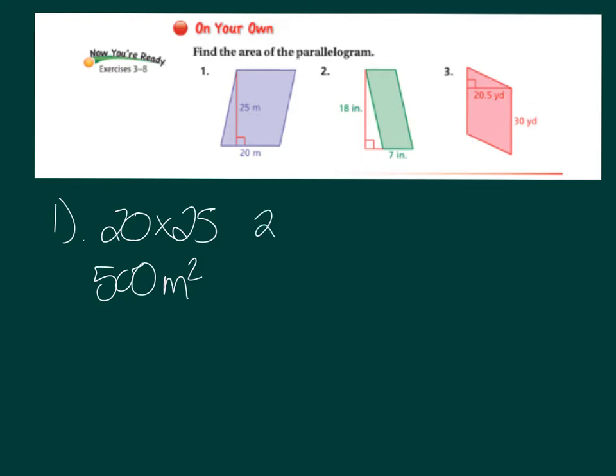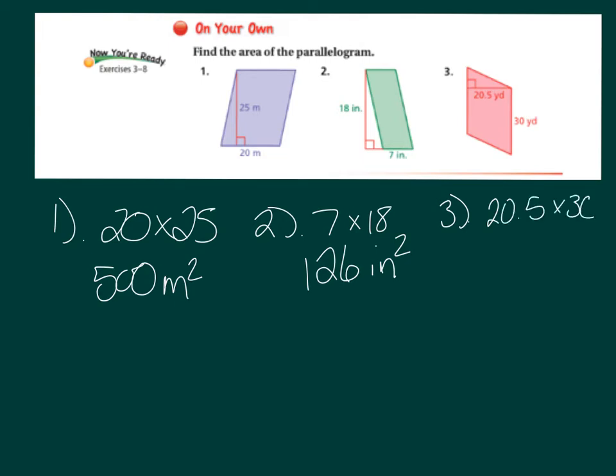Number 2, we have 7 for our base times 18 for our height. Let's see, 7 times 18, we get 126. And it's in inches, so we're going to put inches squared. Next one, our base is 20.5 and our height is 30. So we take 20.5 times 30, and we get 615 yards squared. So again, guys, it's simple. Just take base times height and multiply, and you'll be able to do these pretty quickly.